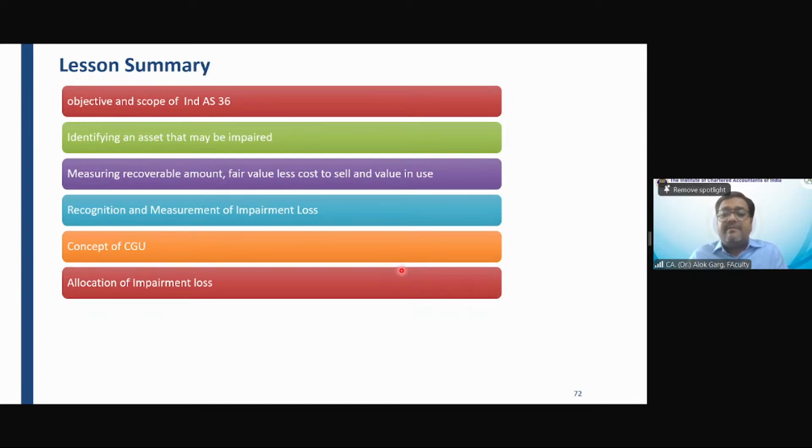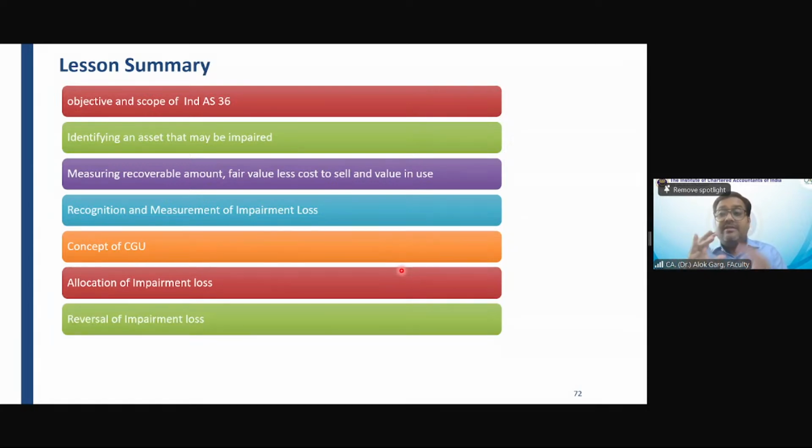The only thing is, if the other asset has a recoverable value, right? In that case, the impairment loss charged to the specific asset is only to the extent of the recoverable value of that individual asset, not beyond that, right? And the remaining impairment loss has to be allocated on the remaining assets on a pro rata basis.